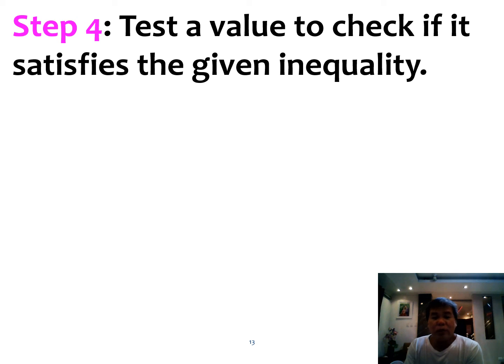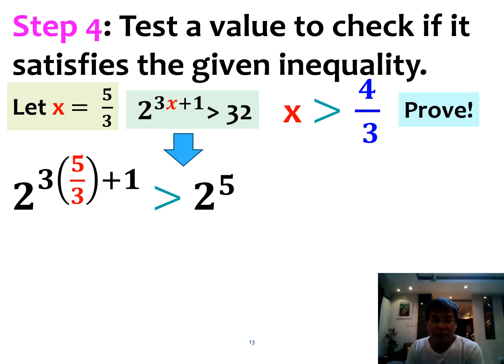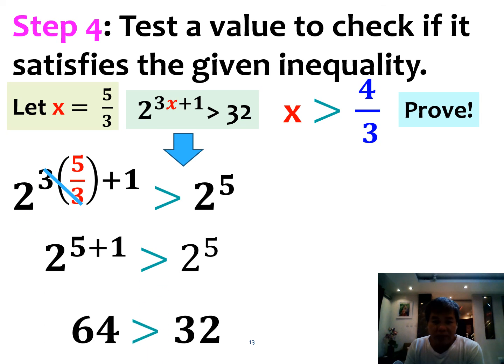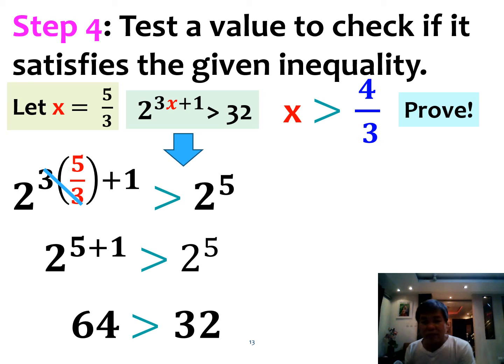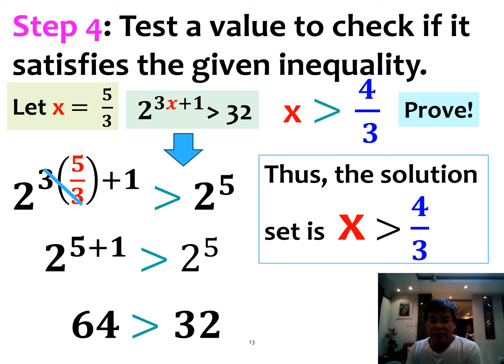Since we already have the value of x, we have to test if the value satisfies the given inequality using the original inequality. So 2 raised to 3x plus 1 greater than 32. We have to substitute a certain value. Let x equal 5/3. Substitute in the original inequality. We get 64 greater than 32, and it is true that the solution set is x greater than 4/3. So we have proven that 4/3 is the solution of the inequality.